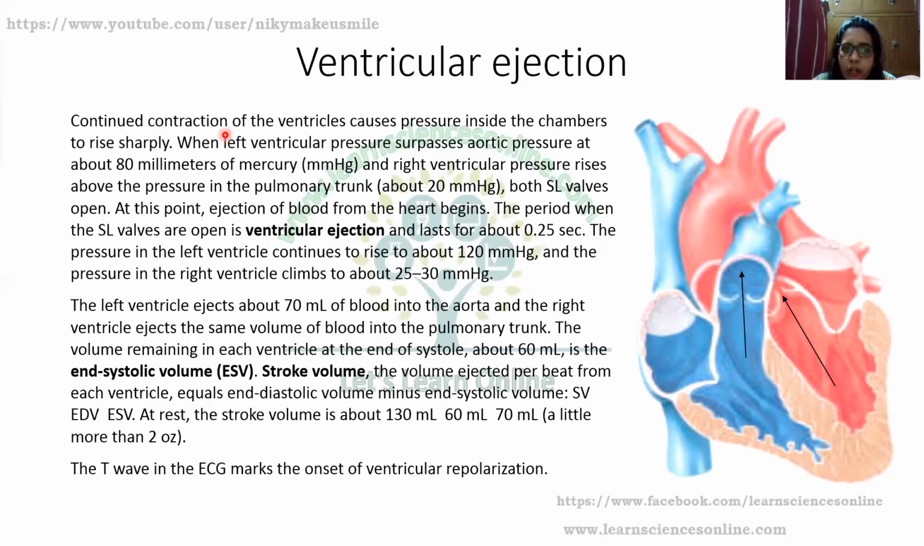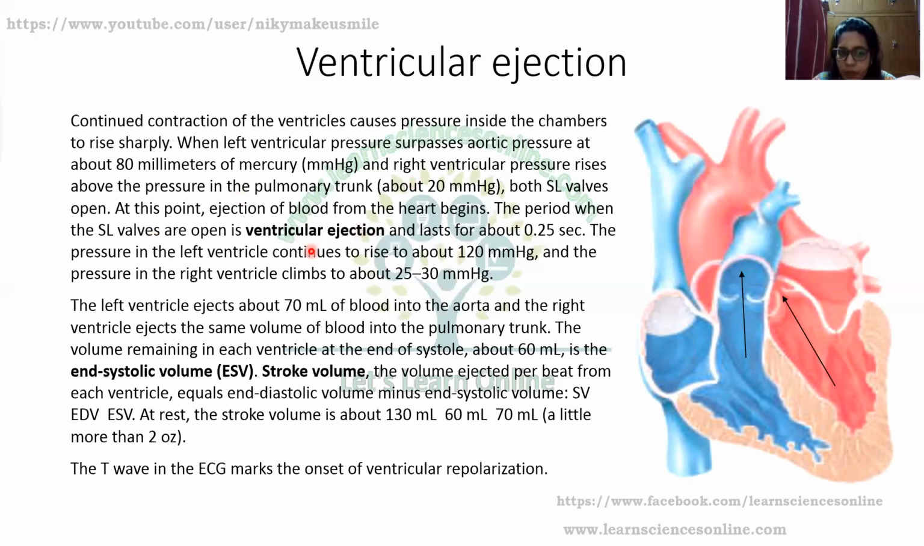Continued contraction of the ventricle causes pressure inside the chamber to rise sharply. When left ventricular pressure surpasses aortic pressure at about 80 mm of Hg, and the right ventricular pressure rises above the pressure in the pulmonary trunk, about 20 mm of Hg, both semilunar valves open. And as we all know, fluid moves from higher pressure to lower pressure, so the blood will start moving from the left ventricle to the aorta and from the right ventricle to the pulmonary trunk.